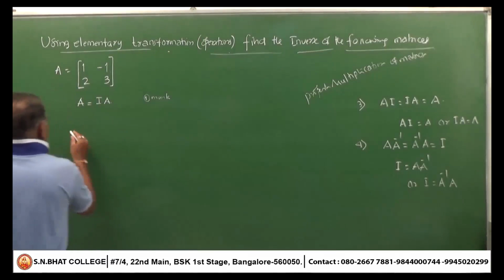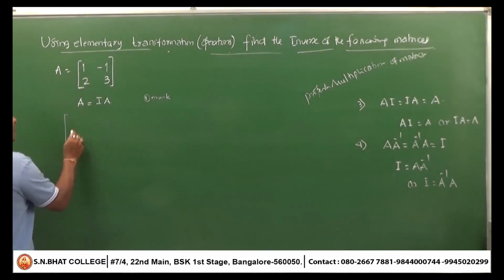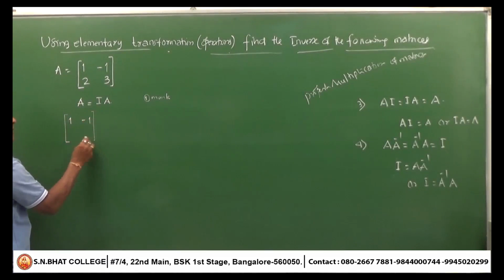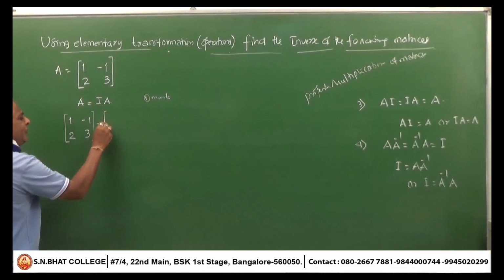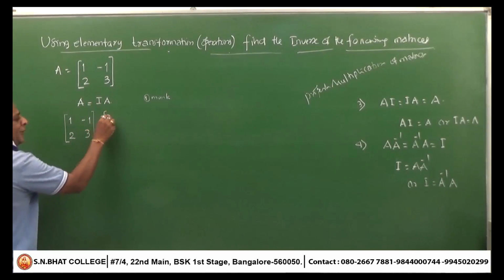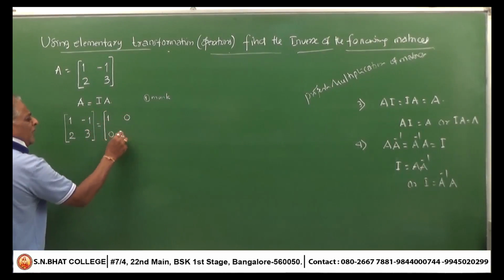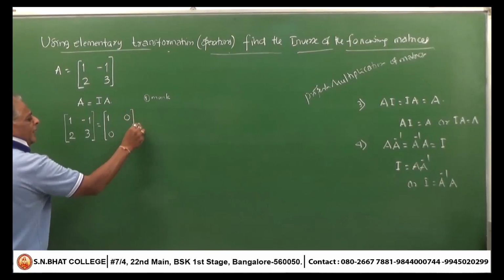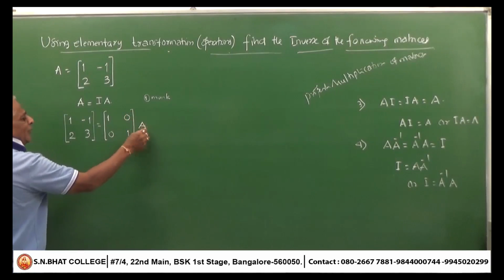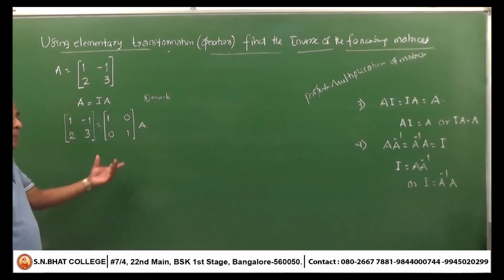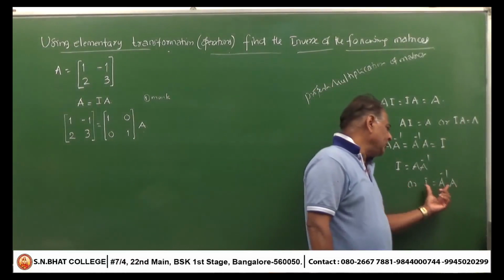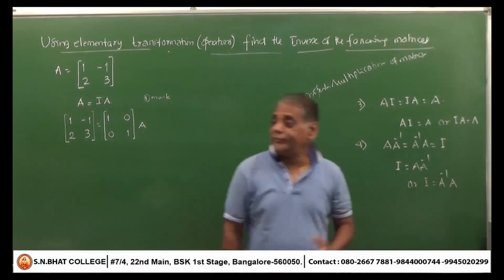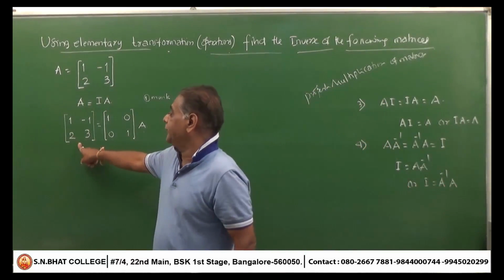On the left hand side, you replace A by that matrix. A is [1 -1; 2 3], is equal to I, which, since it is a 2 cross 2 matrix, is [1 0; 0 1], into A, written as it is. Don't replace A by this matrix on the right, because I am expressing A inverse into A is equal to I. That means I am making the left hand side matrix to be I.